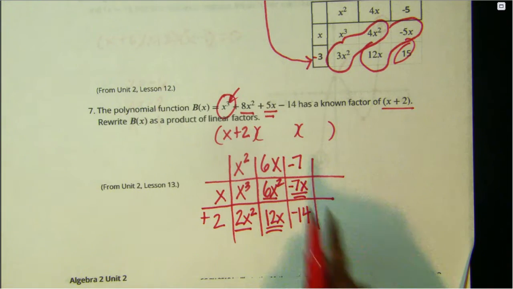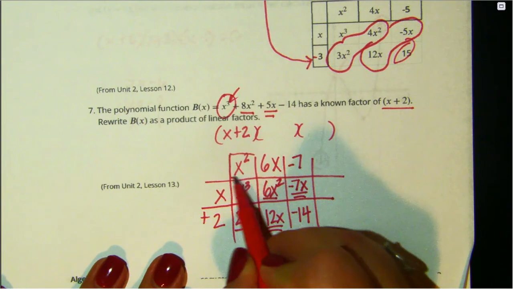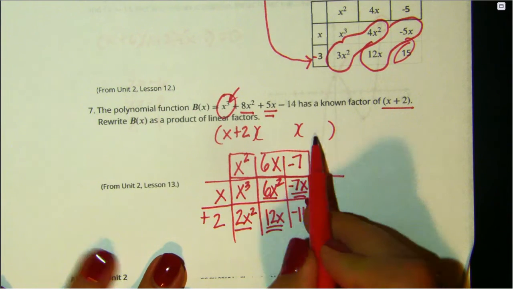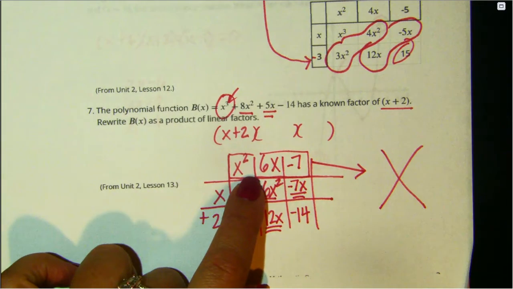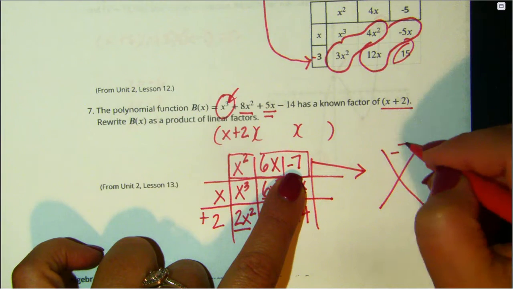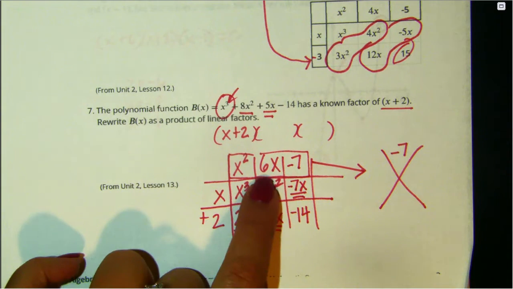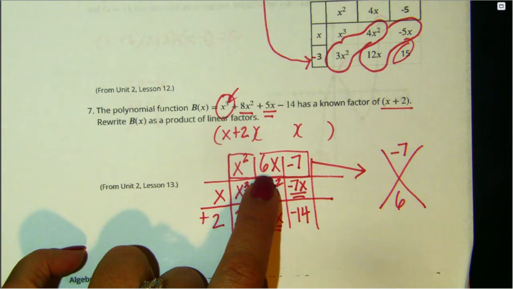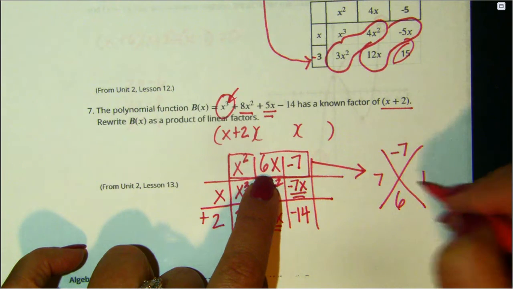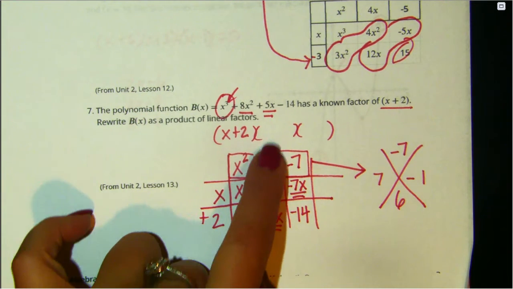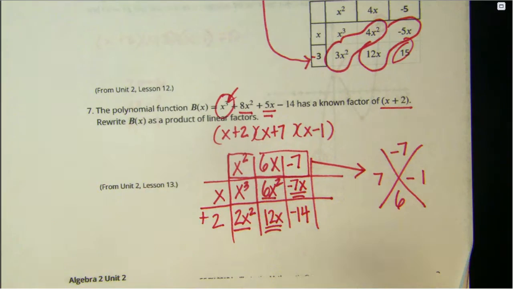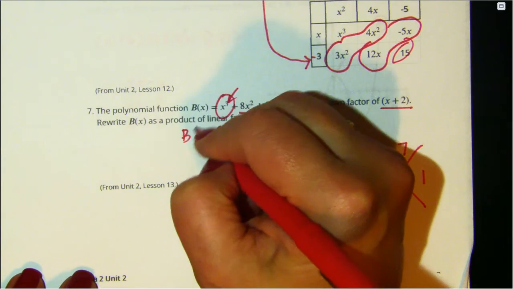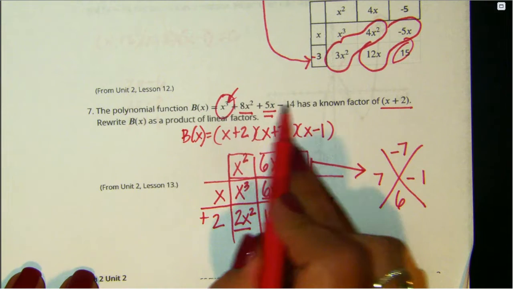Okay, now I'm supposed to be breaking this into 2 more. How do I do that? I do my Timba puzzle. What 2 numbers multiply to this last term, but add to the middle? 7 and negative 1. So that means this is x plus 7, x minus 1. This is b of x. It's the same one. It's just written in factored form.